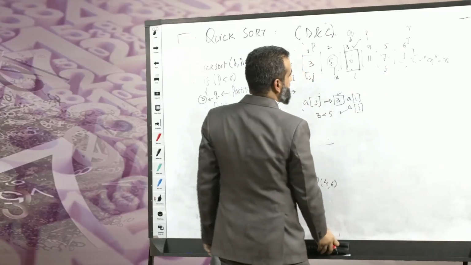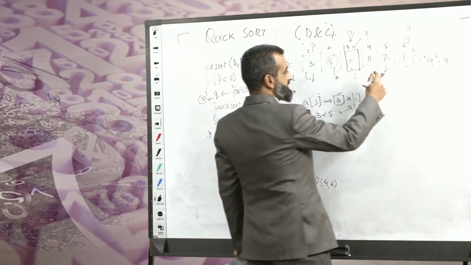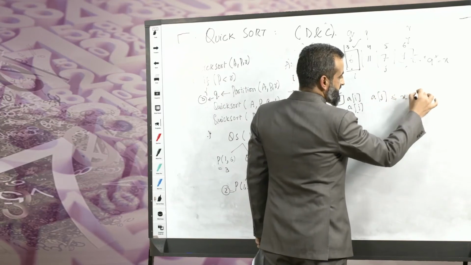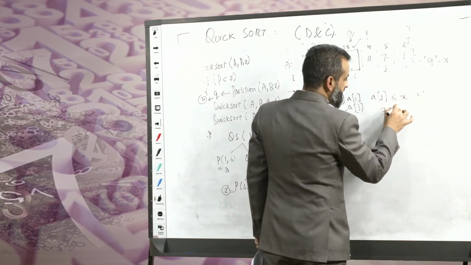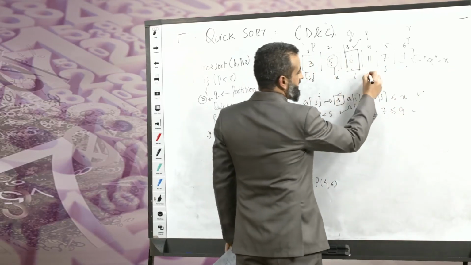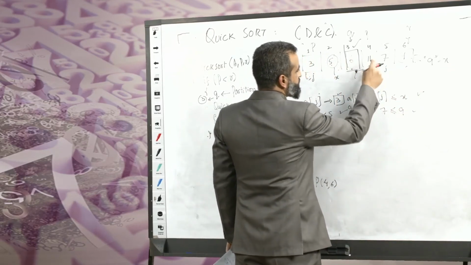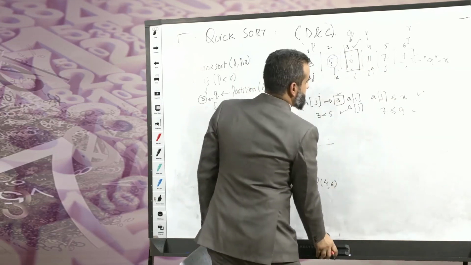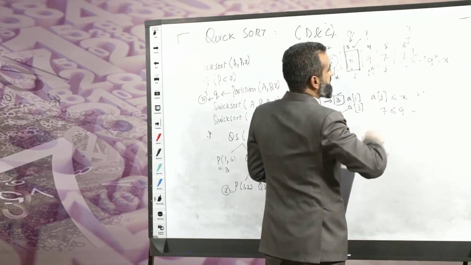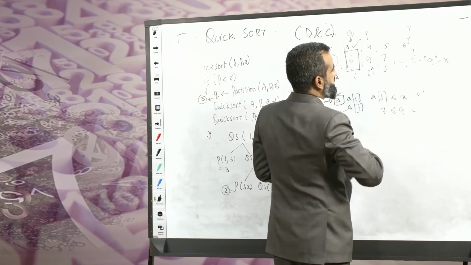Once I increment my j, I make a comparison: is a of j less than or equal to x? The condition is true because 7 is actually less than or equal to 9, so I increment my I. Now my I is pointing towards 11, and I make the necessary exchange. So my 9 is here, and this is my 11.